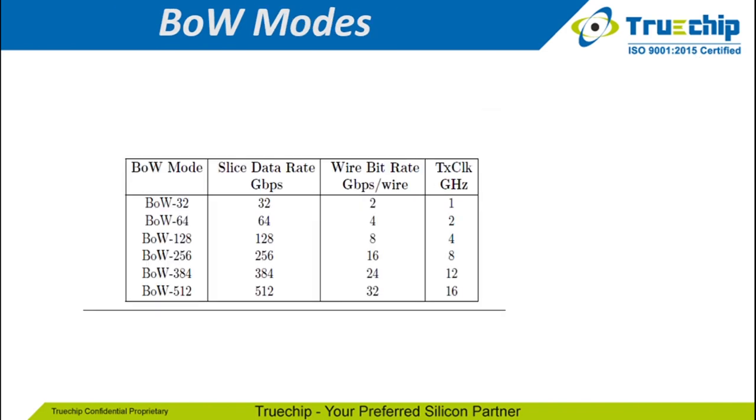So here are the different BoW modes. The clock frequency for BoW 32 is 1 GHz. The clock frequency for BoW 64 is 2 GHz. For BoW 128, the clock frequency is 4 GHz. For BoW 256, the clock frequency is 8 GHz. For BoW 384, the clock frequency is 12 GHz. And for BoW 512, the clock frequency is 16 GHz.